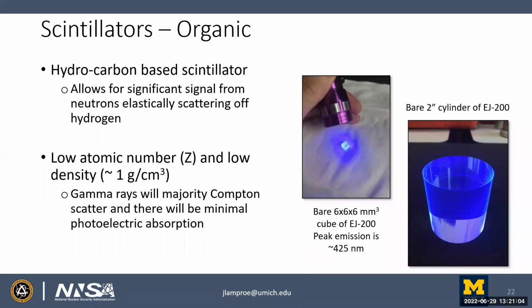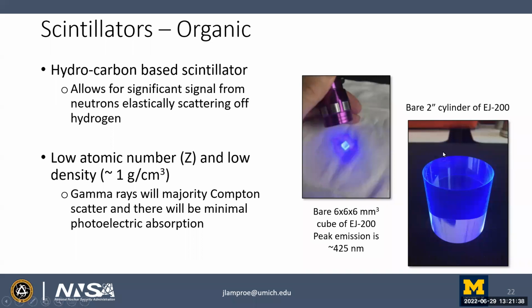And so the neutrons are going to elastic scatter mostly off of hydrogen, which I mentioned previously was pretty optimal and can transfer the most energy with head-on collisions, so the max energy allowed. Additionally, they're low atomic number, low density. And so again, the gamma rays will, for the majority, just have Compton scattering events producing electrons, and the photoelectric absorption effect will have minimal effects.